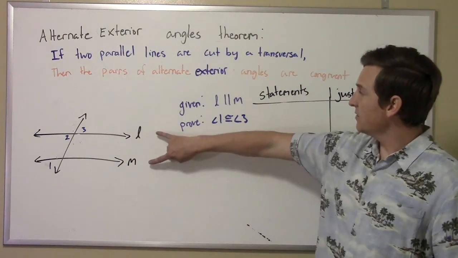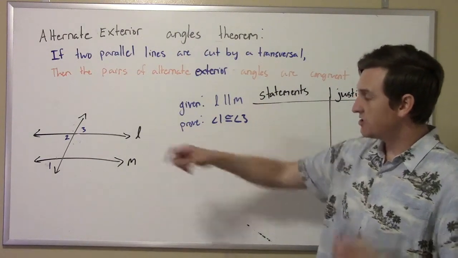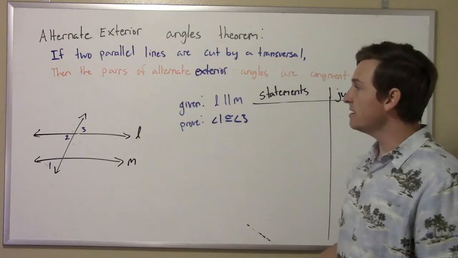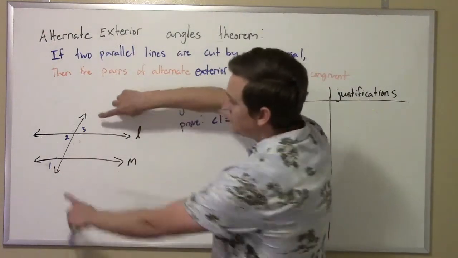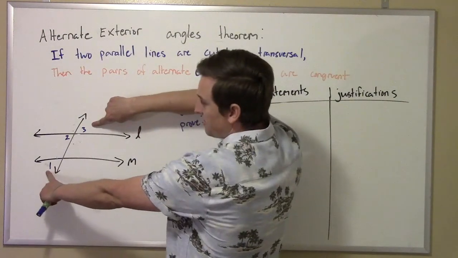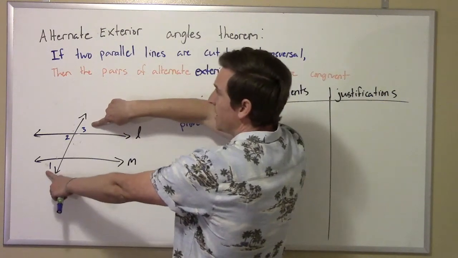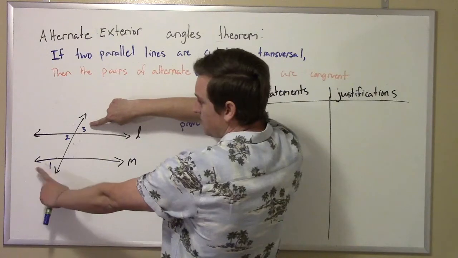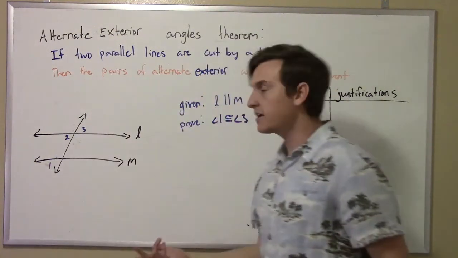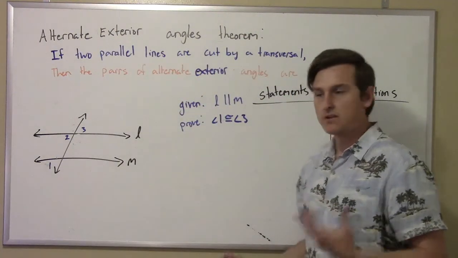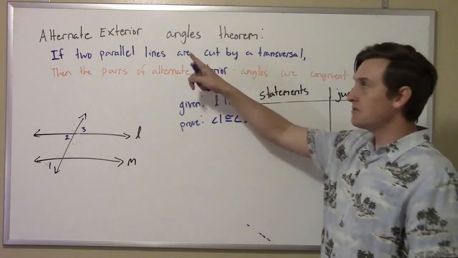We've got L parallel to M, and I just changed the numbering of the angles around a little bit. But what we want to show is that these two, which are alternate exterior angles, are congruent to each other. Now, if you look at 1 and 3 and you're like, oh, well they are congruent because the alternate exterior angles theorem says they are, that's what we're trying to prove.